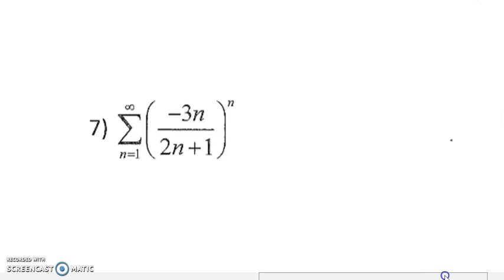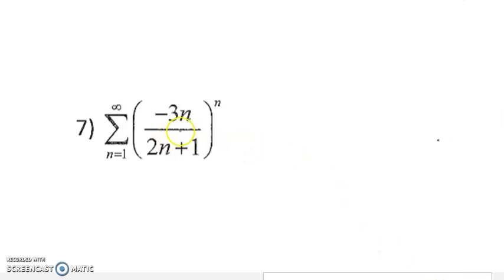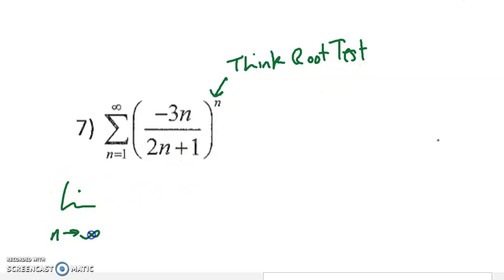All right. So this one looks kind of easy to deal with the root test because we love to see that n in the exponent. Think root test when n is in the exponent. So we're going to take the limit as n approaches infinity of the nth root of the absolute value of the nth term.